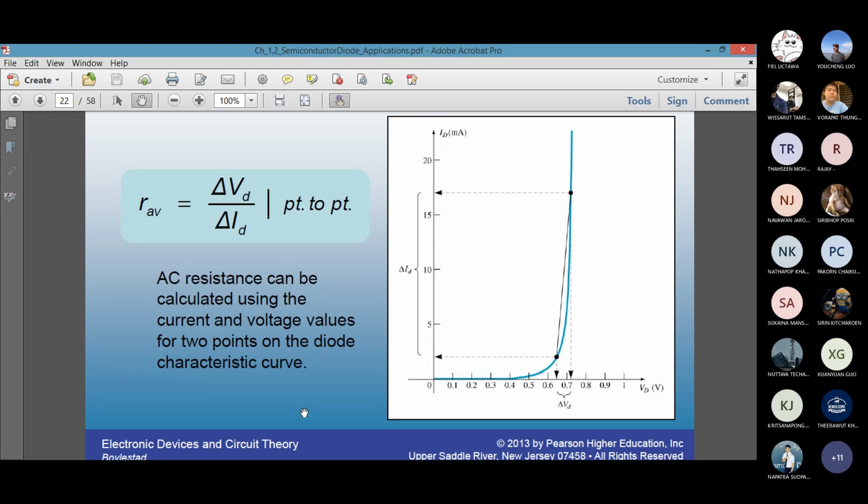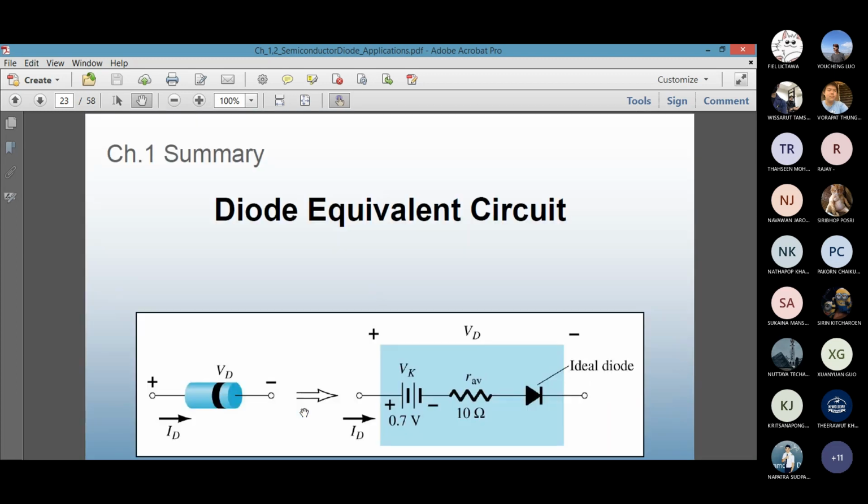You can also find AC resistance by averaging. Maybe draw a tangent to the curve and take the two extremes of your slope, divide delta VD by delta ID. There are 4 points, 2 points for VD, 2 points for ID. You can find the average AC resistance.